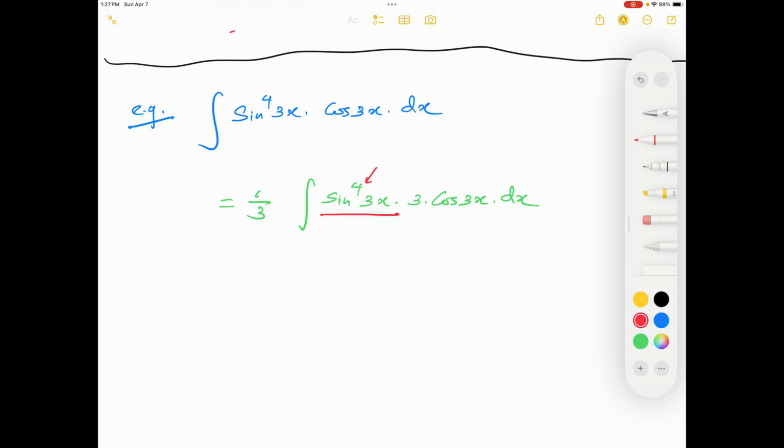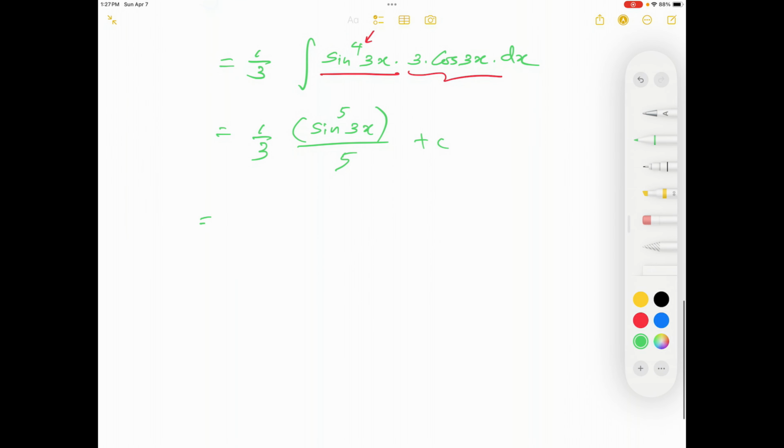Now, right here is my f of x, n equals 4, and right here I have f prime x. The solution should be, there's this 1/3 outside, f of x, which is sine 3x raised to the n plus first power, n equals 4. So it is raised to the 5th power, all divided by 5 plus c. So the final answer can be written as sine 5th power 3x, all divided by 15 plus c.